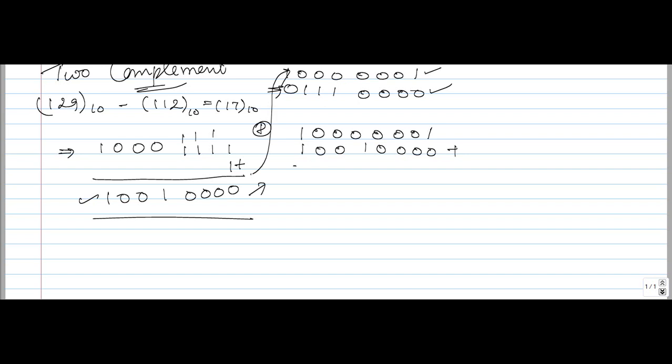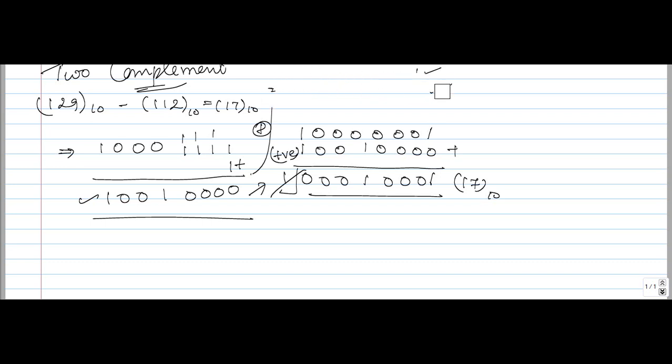For ease of understanding, I am writing the 129 as it is, and then I'm going to take this value, 1 0 0 1 0 0 0 0. Now I'm going to add these two. If I add these two, 1 plus 1 is 0, carry 1. If I get a carry, then the result is a positive number. If the result is positive, just discard the carry. The resultant would be your answer, which is 17. Very simple, right? Just discard the carry if it is a positive number.